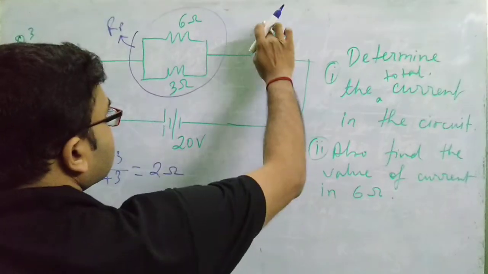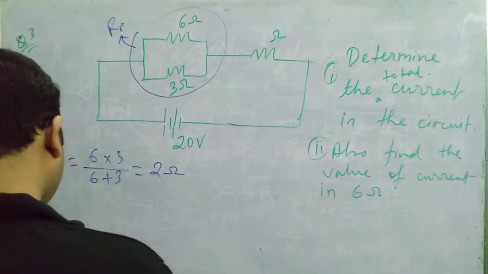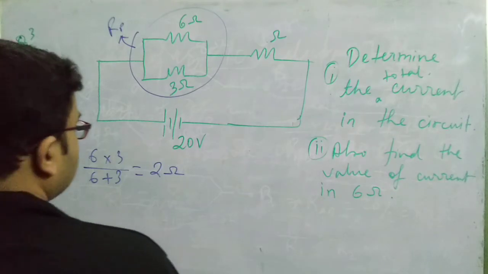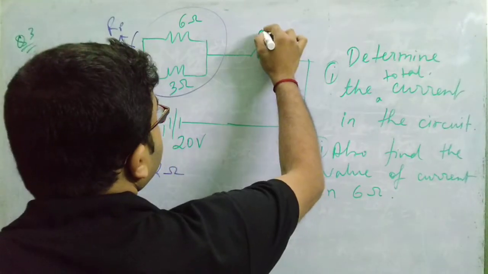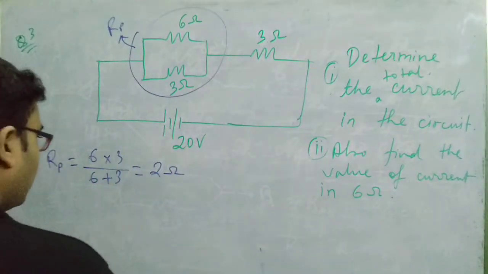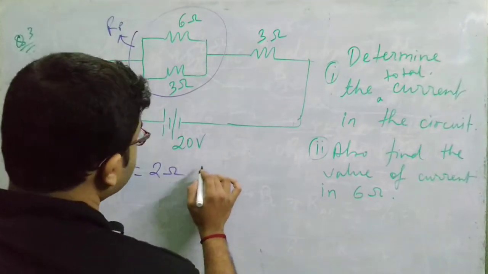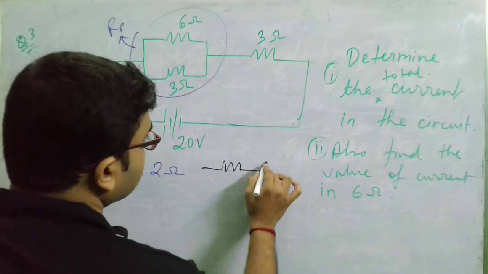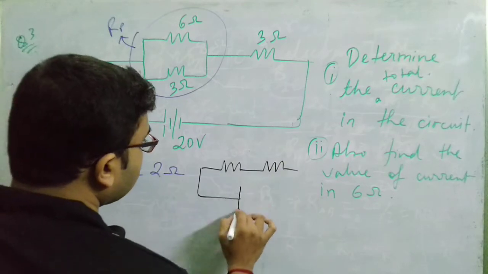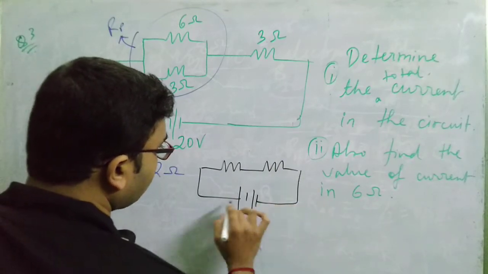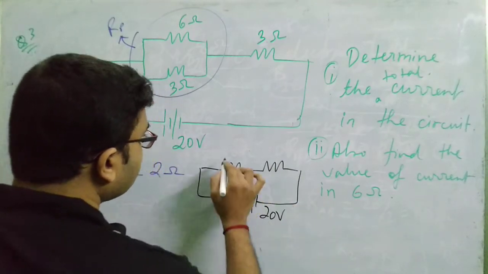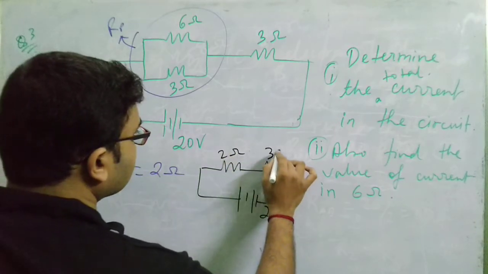Just one little correction. Take the resistance here as 3 ohm. Now see how the circuit is being reduced. The circuit becomes like this. Here is the 2 ohm resistance, then comes the 3 ohm resistance, and it is connected to the battery of 20 volt. So 20 volt, this is 2 ohm, this is 3 ohm, isn't it?